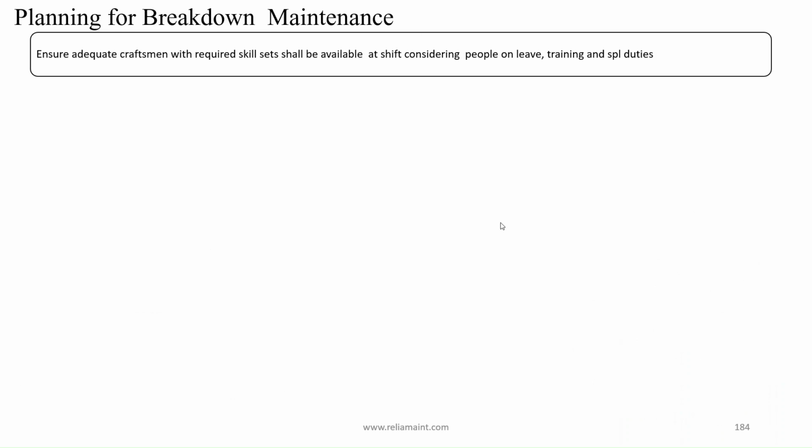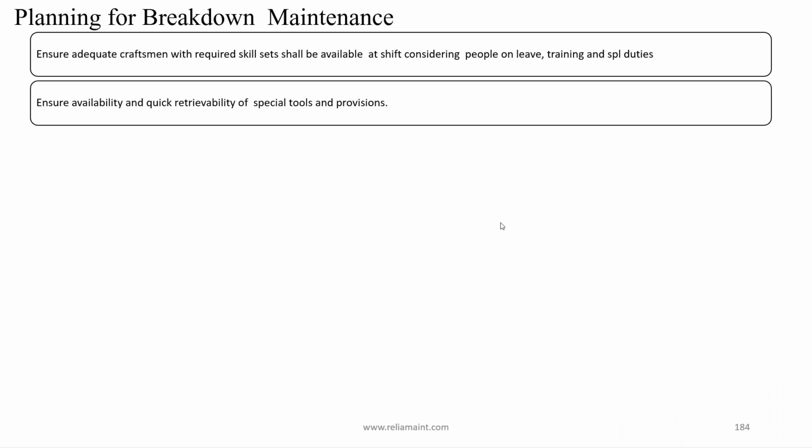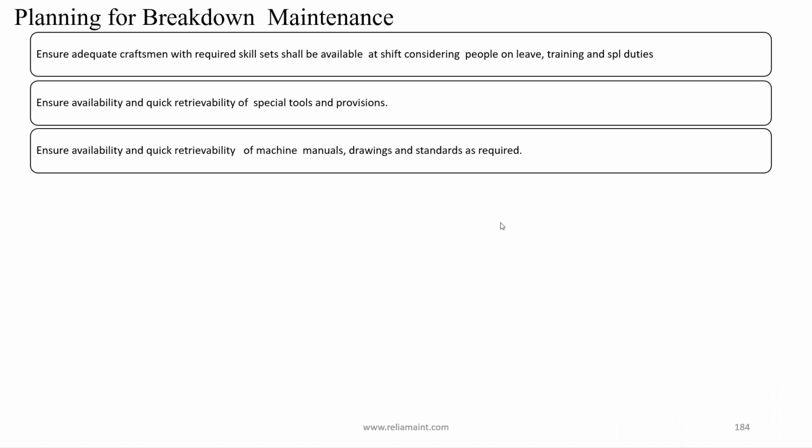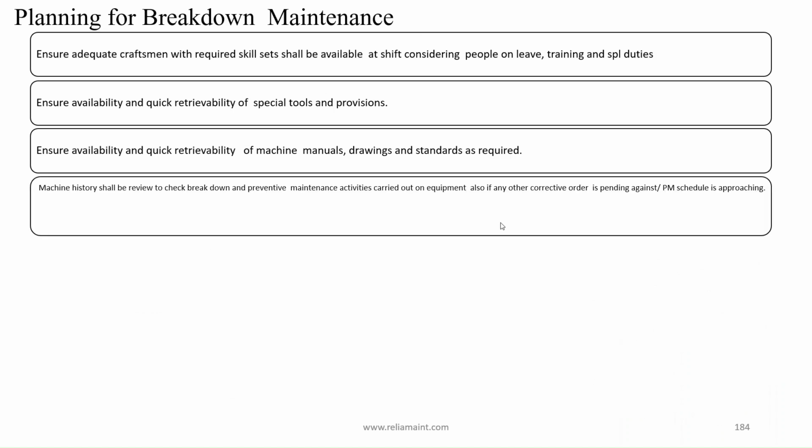Planning for breakdown maintenance. Ensure adequate craftsmen with required skill sets are available at shift, considering people on leave, training and SPL duties. Ensure availability and quick retrievability of special tools and provisions. Ensure availability and quick retrievability of machine manuals, drawings, and standards as required. Machine history shall be reviewed to check breakdown and preventive maintenance activities carried out on the equipment. Also check if any other corrective order is pending or a PM schedule is approaching.